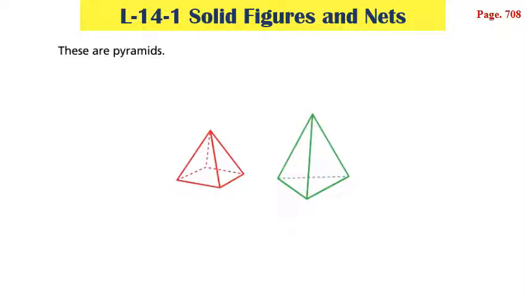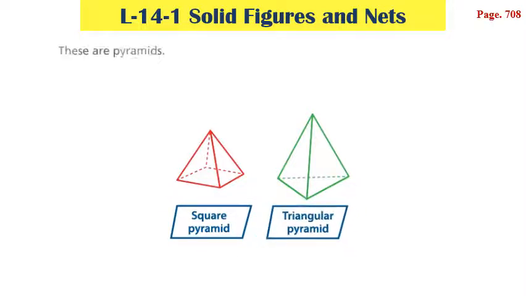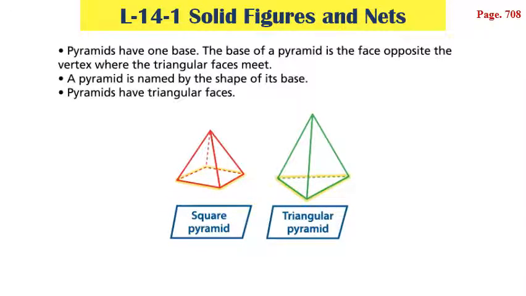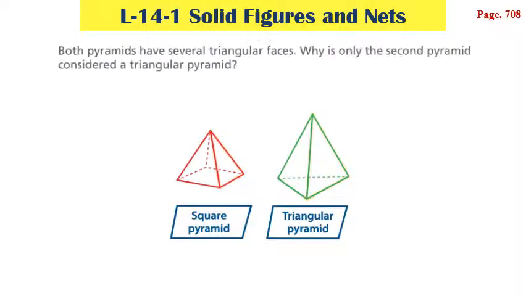These are pyramids. Pyramids have one base. The base of a pyramid is the face opposite the vertex where the triangular faces meet. A pyramid is named by the shape of its base. Pyramids have triangular faces. Both pyramids have several triangular faces.